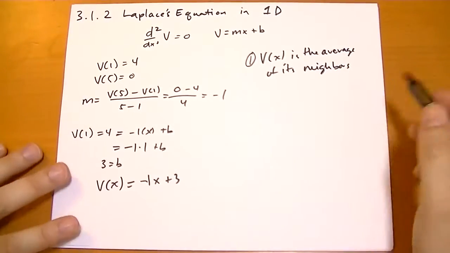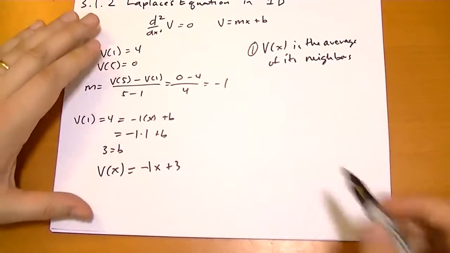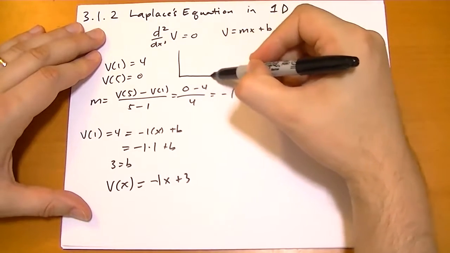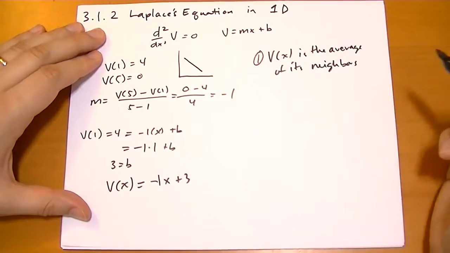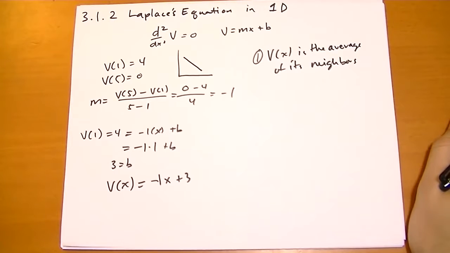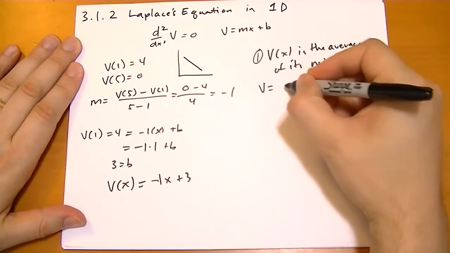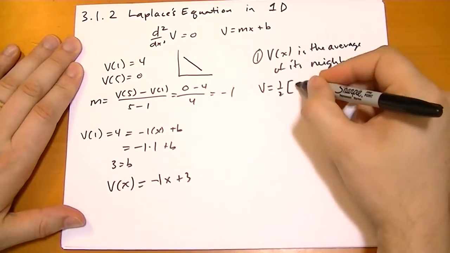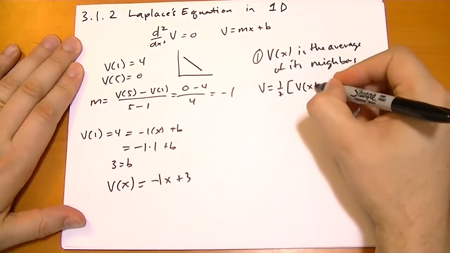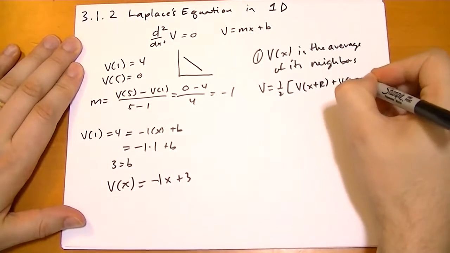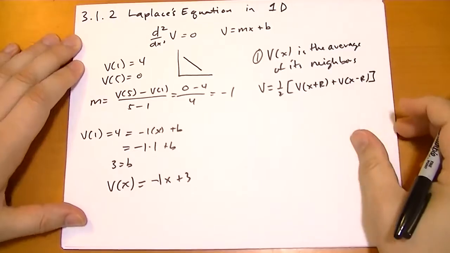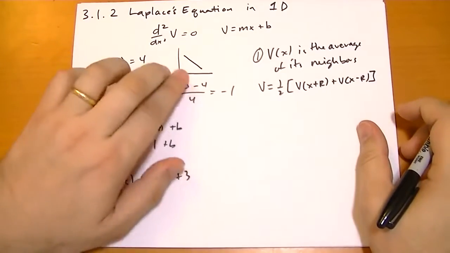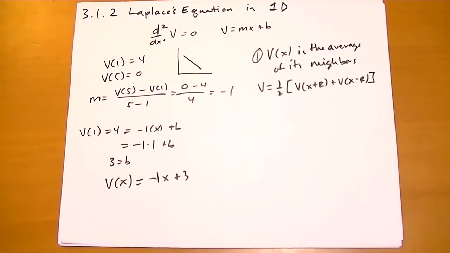Okay, so why is that so? Well, let's actually draw a little graph here of what v of x might look like. That might be v of x, just a line because it doesn't have acceleration. So we can express this as v equals 1/2 of v of x plus r plus v of x minus r. We just take a point and go the same distance either way and take the average, and that's going to be the potential at that point.